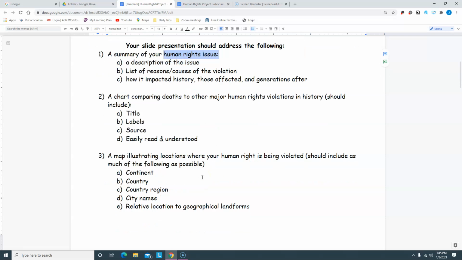Three, you need to include a map illustrating locations where your human right is being violated. This should include as much of the following as possible. Again, if we're talking about the Holocaust, where did the Holocaust take place? Show me a map of where it took place. And again, it took place all over Europe. What continent? What country or countries? Country or countries, region.